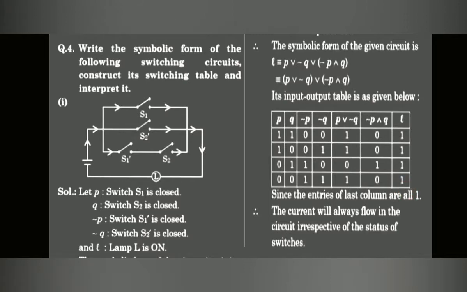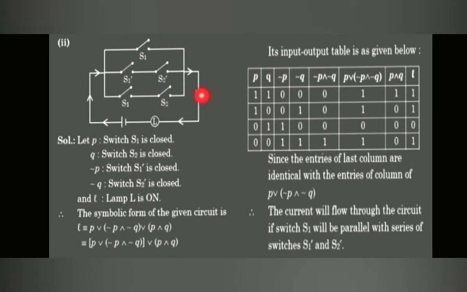Next, second, see the diagram here. Here S1, S1 dash, S2 dash, S1 and S2 for two statements and negation. Write the solution here. P: switch S1 is closed, Q: switch S2 is closed. Negation P, the opposite of S1, means S1 dash is closed, and L: lamp is on. The symbolic form of the given circuit is L is equivalent to.